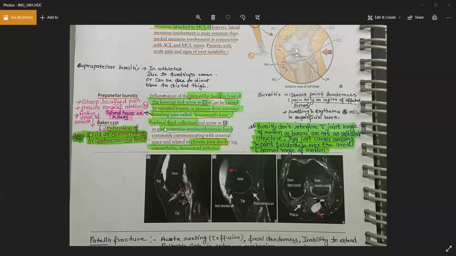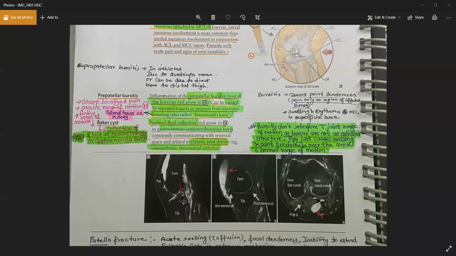The passive range of motion is absolutely normal because the joint is normal; this condition does not affect my joint. The active range of motion is sometimes decreased if the inflammation is too much. If the inflammation is very much increased, which can even involve my joints, in that case my active range of motion sometimes decreases. But most of the time, both the active and the passive range of motion are absolutely normal.